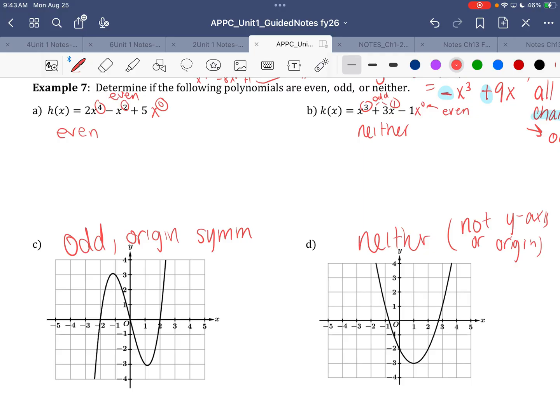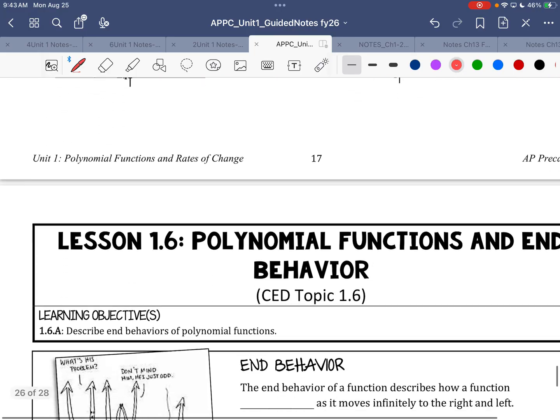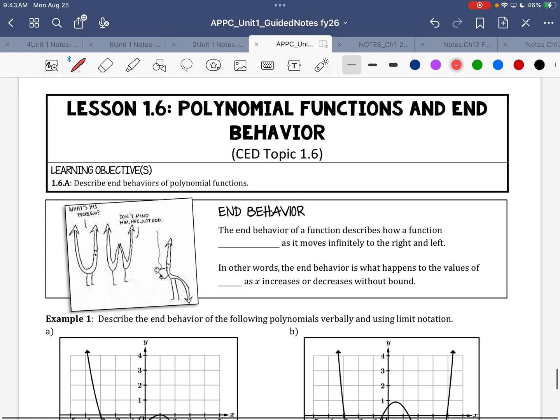Okay, I think we can zip through 1.6. Let's go. We're zipping and zapping. Okay, so end behavior. We've already done this. This is kind of why I think this is going to go fast.